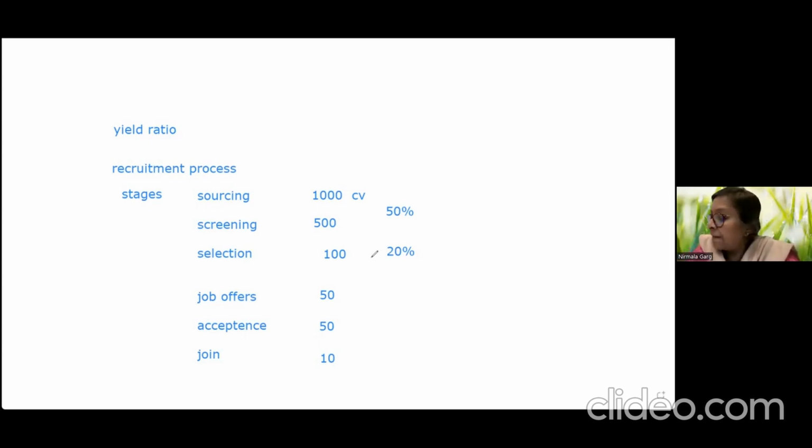Yes, Avinash. Yes, ma'am. So finally, if we just go through your strategy, ma'am, we just want to understand what exactly the final yield ratio is when 10% are joining after sourcing of 1000. It would just be like 1%. This is very hypothetical. Obviously, no organization can afford to have this.